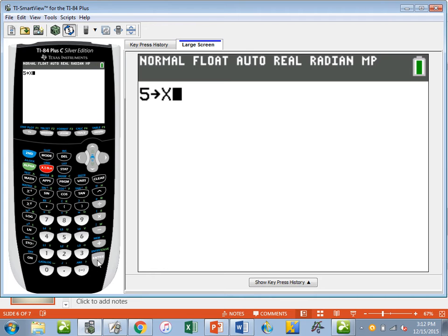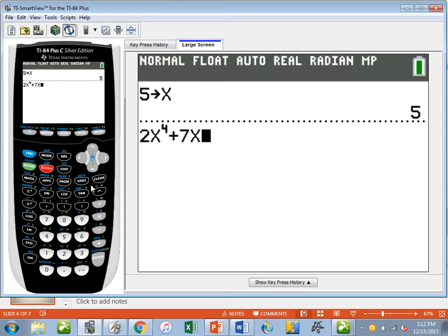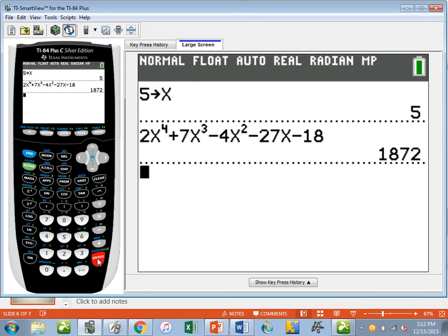So if I store that in, what I want to do first is type in the original function, 2x to the fourth plus 7x cubed minus 4x squared minus 27x, and then minus 18 at the end. Get an answer, and then type in what we said the factored form of this was.